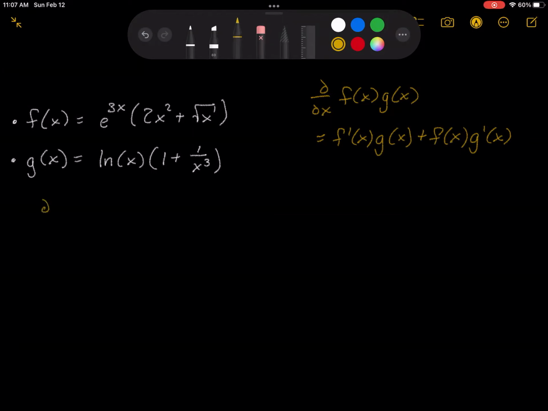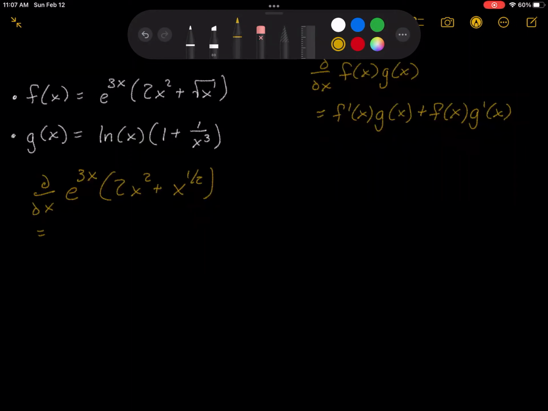So let's do this with our two functions here. I want to differentiate with respect to x, f of x, which is e to the 3x times 2x squared plus the square root of x. And notice that I'm writing that square root of x as x to the 1/2, because when I differentiate it, I want to view it as something I can use the power rule on.